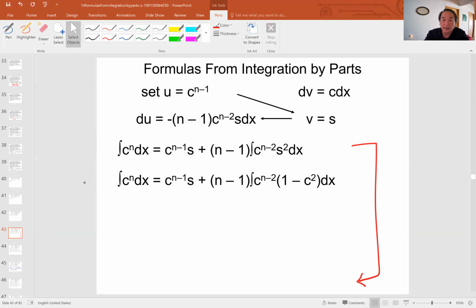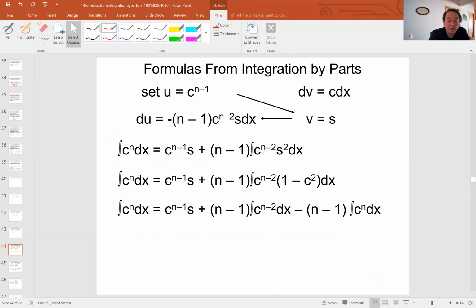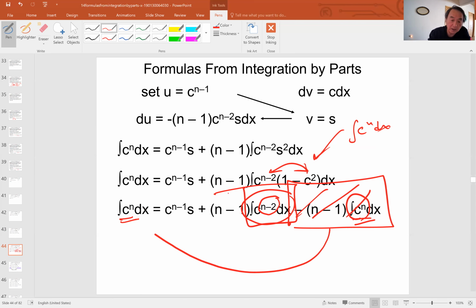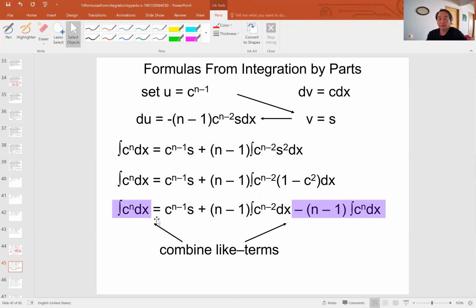So we use the identity sine squared is 1 minus cosine squared. Then expand this integral into 2 integrals. One is the integral of cosine with a smaller degree. We start out with the integral of cosine n dx. Now, one component is 2 degrees smaller, and the other component is the same as the original problem, because cosine squared times cosine to the n minus 2 is cosine to the n. So we move this entire item to the other side and join it with the other side.